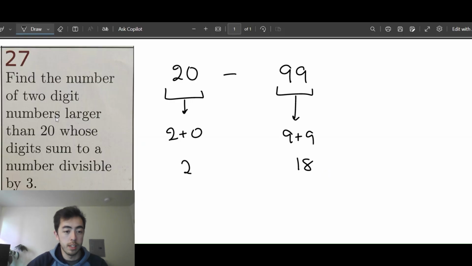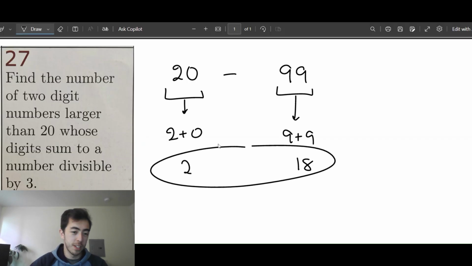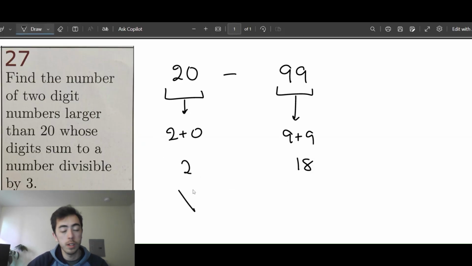And then it's asking us to figure out how many of these two-digit numbers have sums of their digits that are divisible by 3. So this 2, unfortunately, is not divisible by 3, so that one won't work. And this 18 is, so that one does work. And now I just need to figure out how many numbers between 20 and 99 work for this problem.